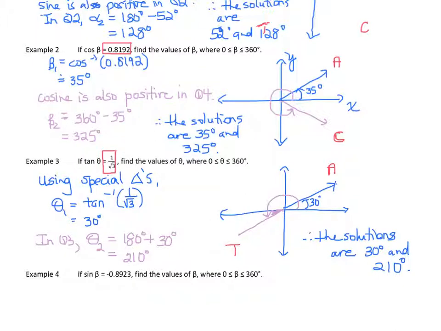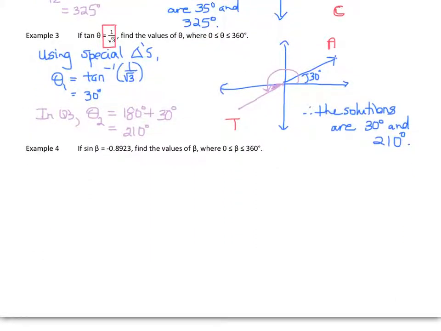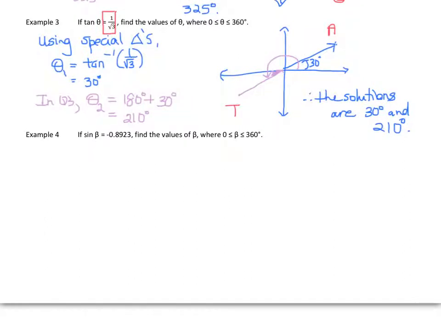And we're going to go through one more example so that I can show you a couple of things that may happen in these solutions when you're working through your homework questions. Okay, so looking at the next one, it says if sine beta equals negative 0.8923, find the values of beta between 0 and 360 degrees. We start this question off the same way. We find our first value of beta by finding sine inverse of negative 0.8923 and typing that into the calculator, we get negative 63 degrees.